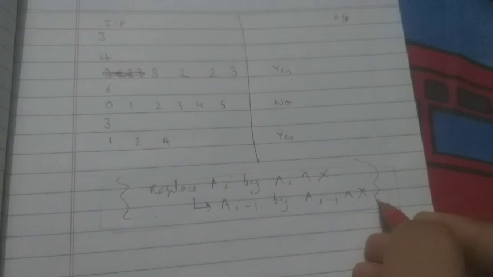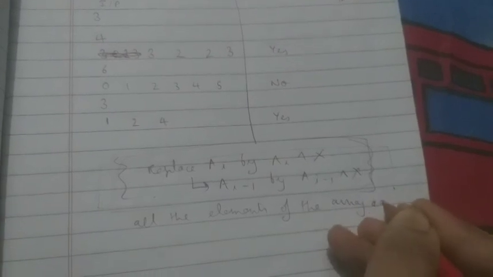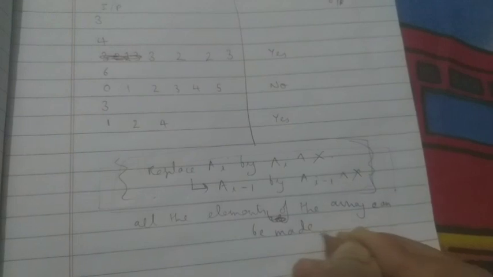So now after doing all these things, you have to check if all the elements of the array can be made equal or not. Now this may seem like a very difficult question, but there is a very simple logic behind this.